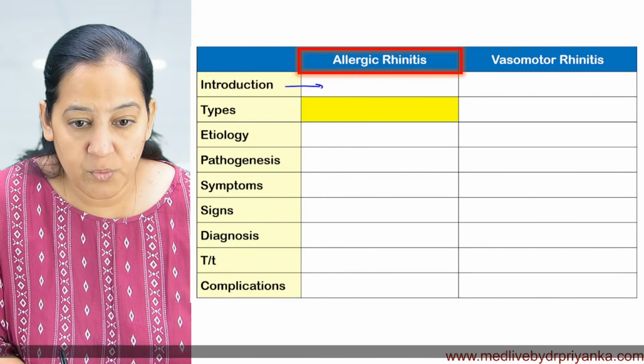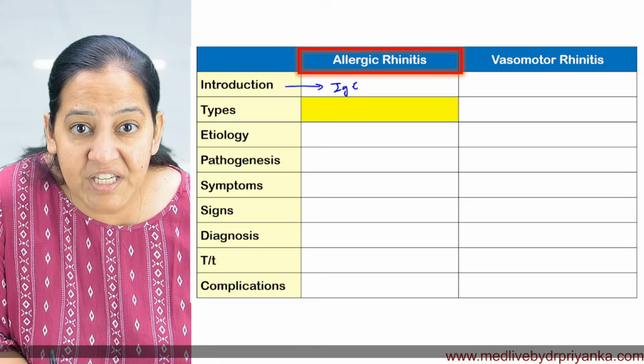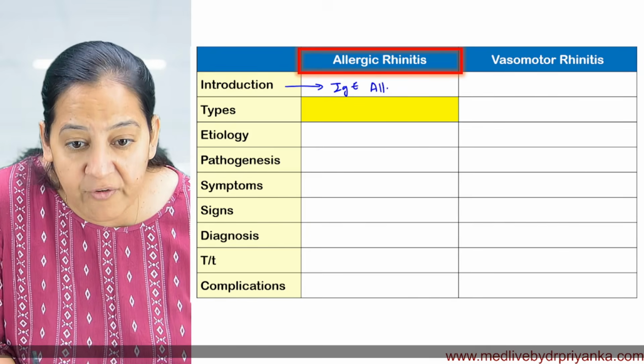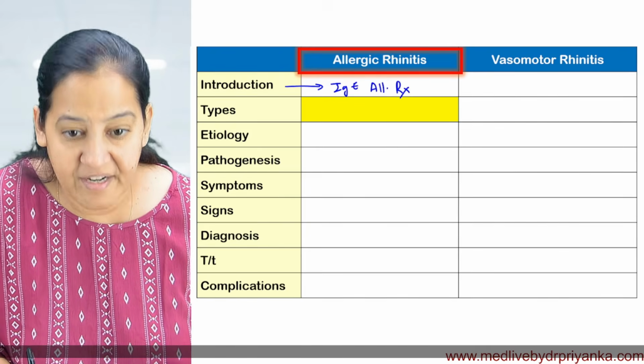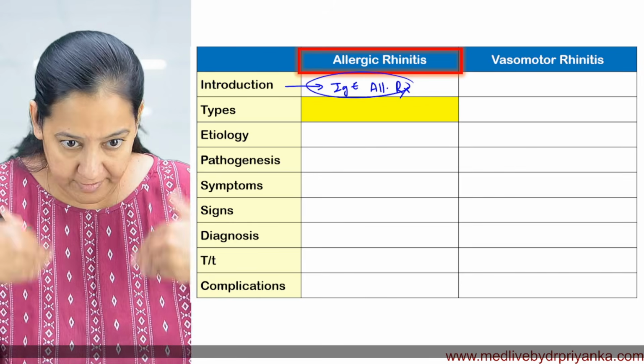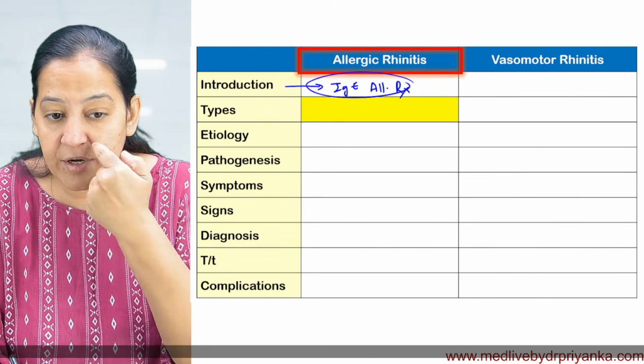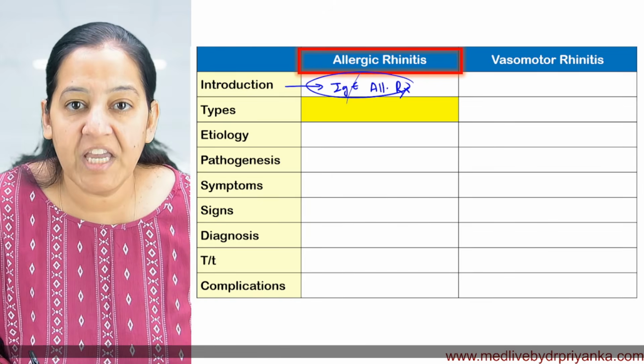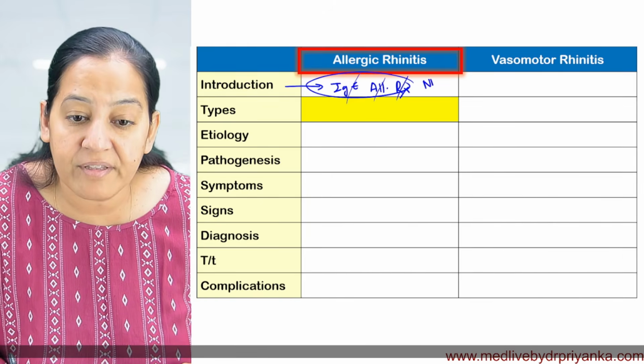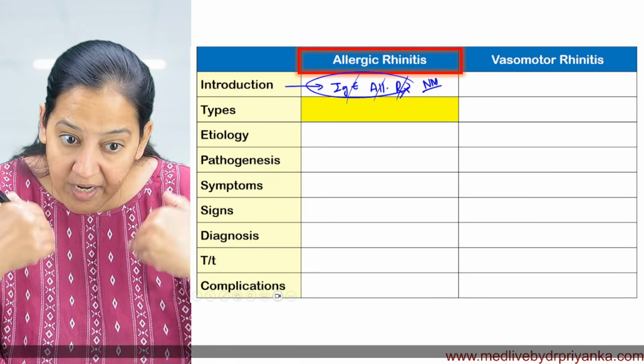So what's the definition? What's the introduction? Say it's an IgE-mediated allergic reaction. To which organ? It's the nasal mucosa. I'm teaching you rhinitis, it's inflammation of the nasal mucosa. So it's an IgE-mediated allergic reaction of the nasal mucosa in response to airborne allergen.